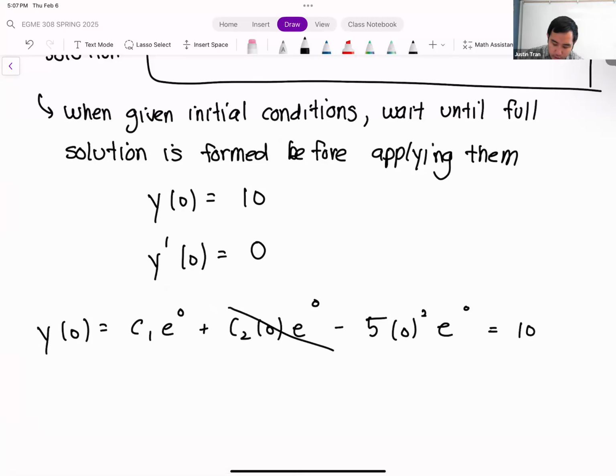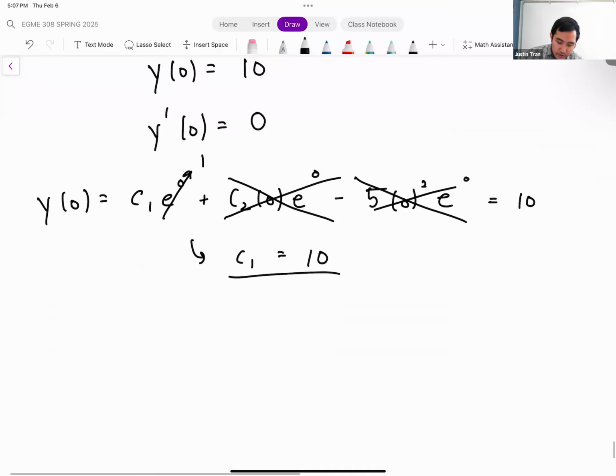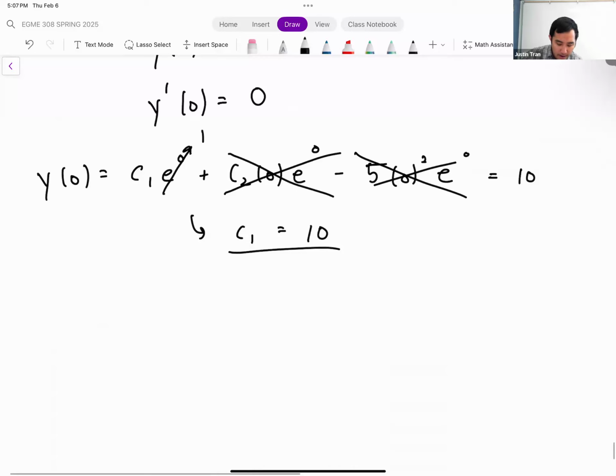So right away you can see that the c2 term is going to go away. The particular solution is going to go away because we're plugging in 0. e to the 0 is just 1. And so we get c1 is equal to 10. And then to apply the initial velocity, we need to take the derivative of y. So we have dy/dx.